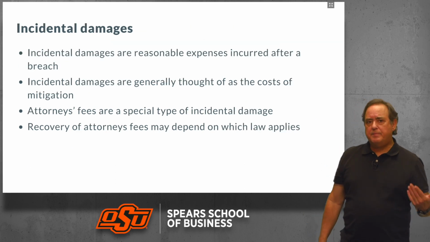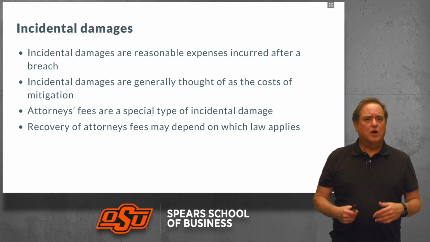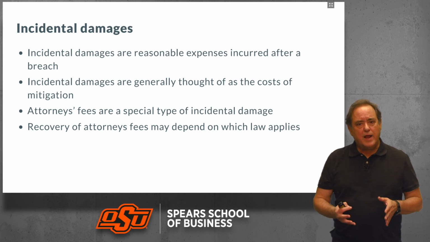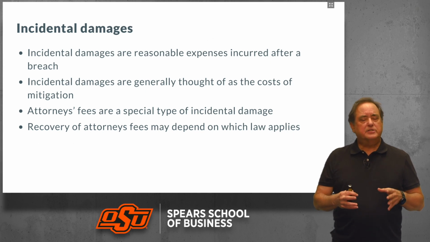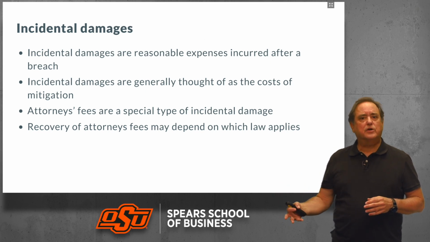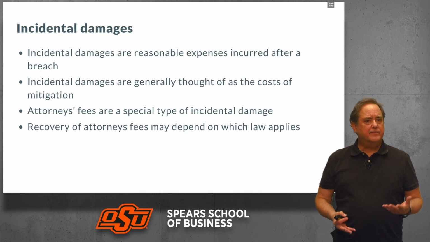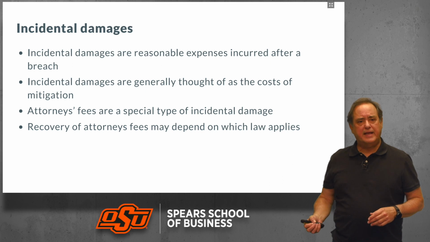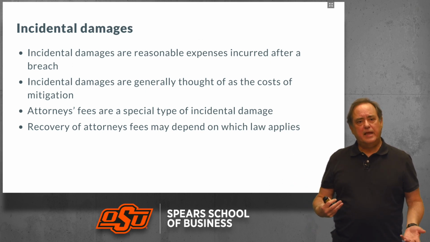Now the second type of monetary damage, or second component of monetary damages, are called incidental damages. And these are damages that are directly caused by the breach. Incidental damages are those expenses that a party suffered as a result of the breach. And for our purposes in here, when you think of incidental damages, we're really looking at the cost of mitigation. How much did it cost to mitigate damages?